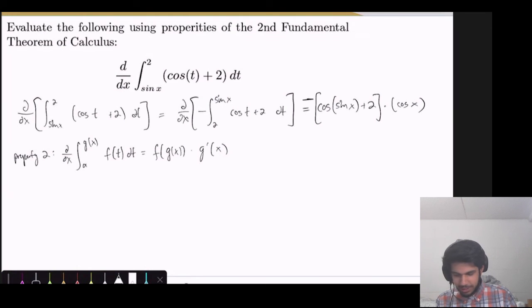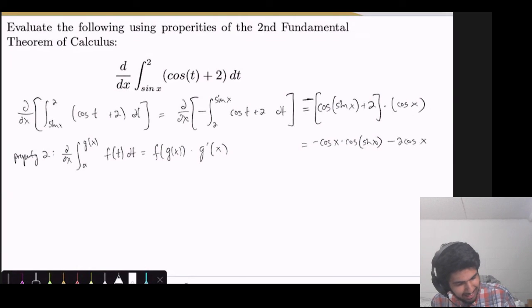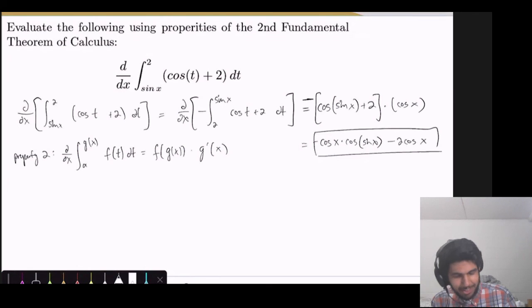And then we can further evaluate this. That'll come out to negative cosine of sine of x. No, that's not completely right. This would be negative cosine of x times cosine of sine of x minus 2 cosine of x. So a little bit nasty, but that's our answer.